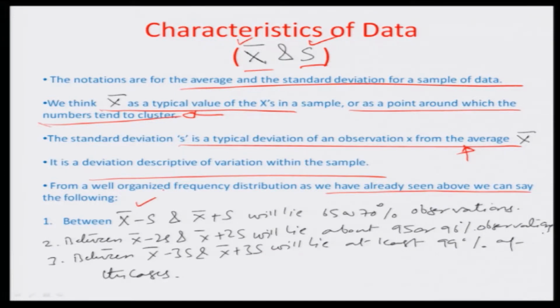Between x bar minus s and x bar plus s, there will be about 65 to 70% of observations. Between the mean plus or minus 2 sigma limits, or 2s limits, will lie about 95 to 96% of observations, and between mean plus or minus 3 sigma limits there will lie at least about 99% of the observations. This is typically how a normal distribution behaves, and all the processes, as I have illustrated many times earlier, typically follow a normal distribution, whether they are production processes, etc.